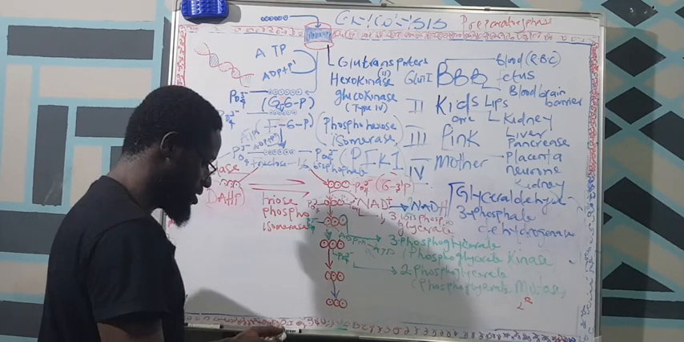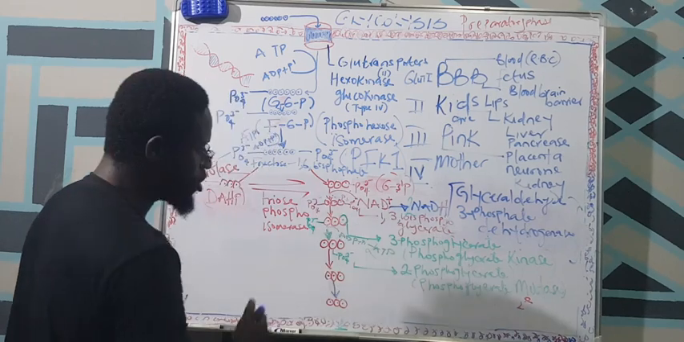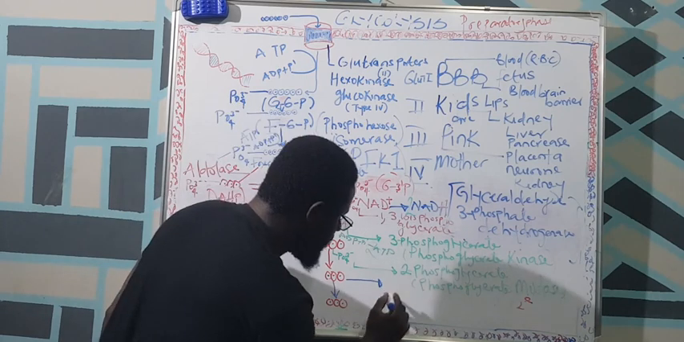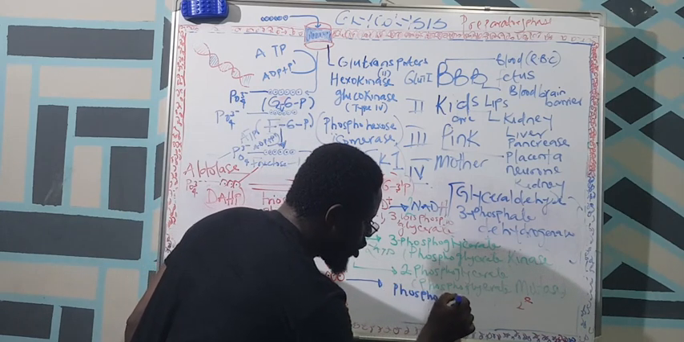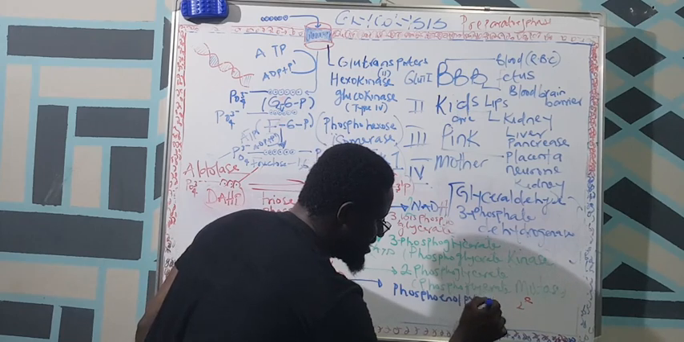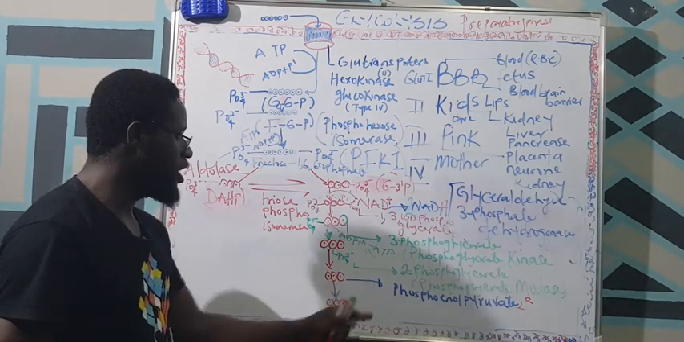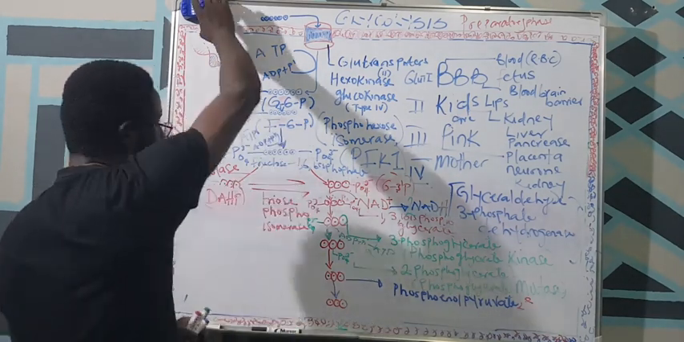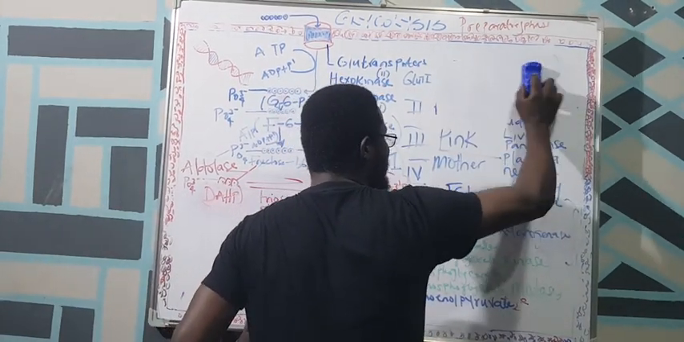So our next substrate is called phosphoenolpyruvate. Phosphoenolpyruvate. Okay, so I'm going to just give you a little illustration of what an enol is.